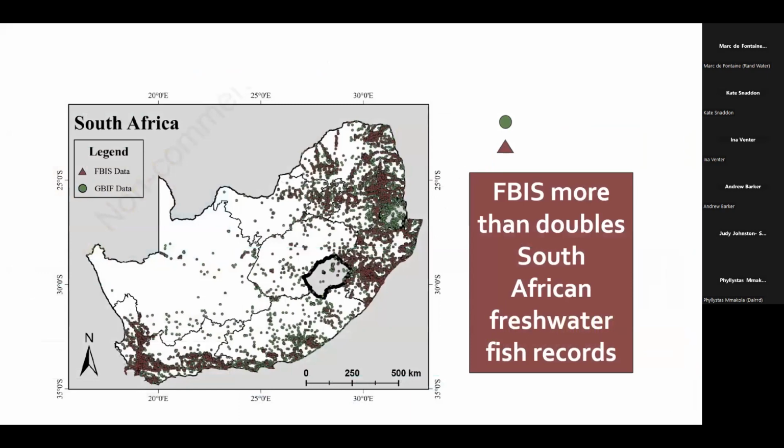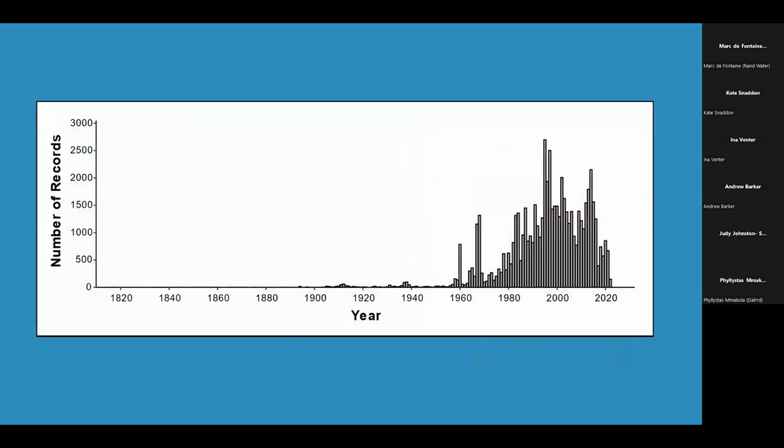And with regards to the fish data, FBIS more than doubles South African freshwater fish records. So a really good addition. So this is just the dark triangles are the FBIS data, and the green circles are the GBIF data. So it's a really good fish record as we have now on FBIS. And there's those number of records.